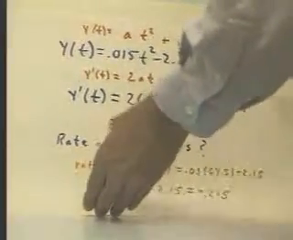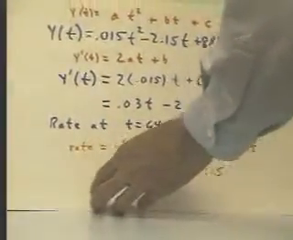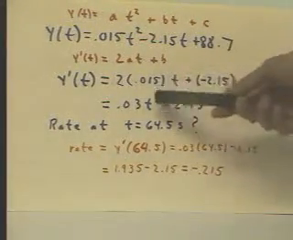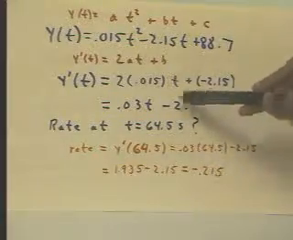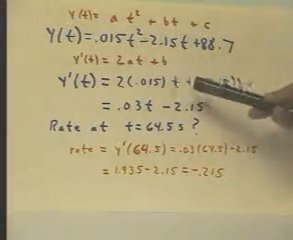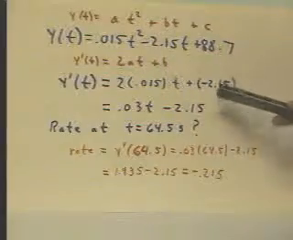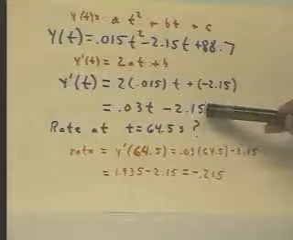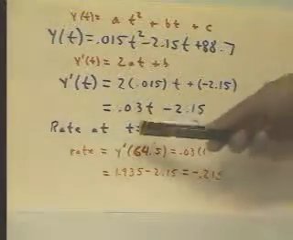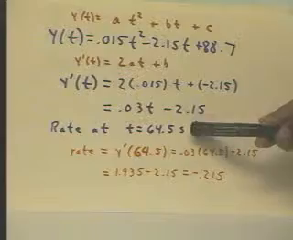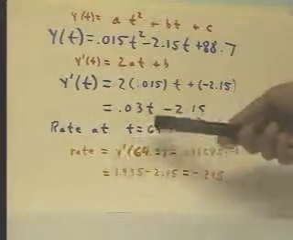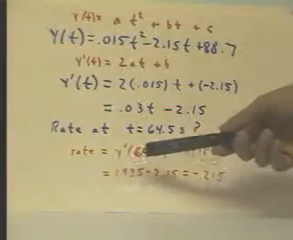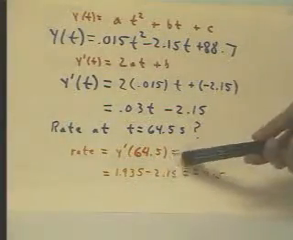It looks like we're having a problem here again. I have to take care of that in a minute. Okay? So we put the negative 2.15 that we have for b in here where b is. And we evaluate y prime of t equals 0.03t minus 2.15. Now, if we go to t equals 64.5 seconds, we simply substitute 64.5 seconds into this y prime of t function. We get y prime of 64.5 equals this.